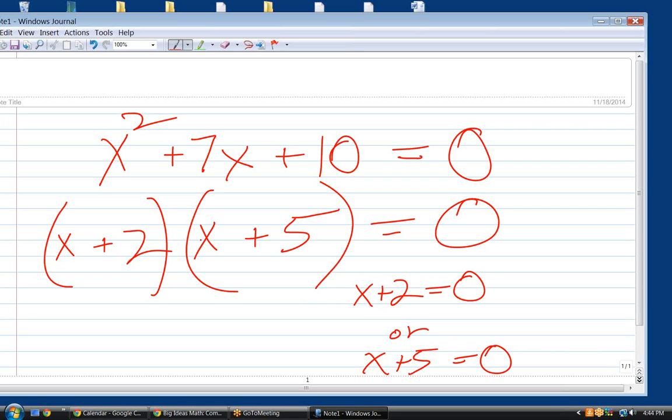If x plus 2 times x plus 5 is equal to 0, then I can categorically say that either x plus 2 is equal to 0 or x plus 5 is equal to 0. Well, if I solve both of those equations, what do I get for x? X equals -2 or x equals -5. And you'll find that both of them work.